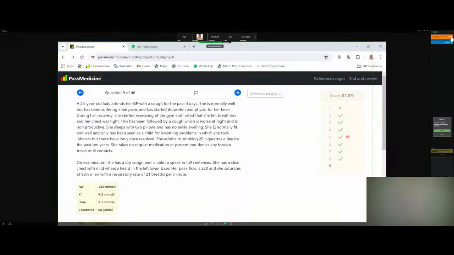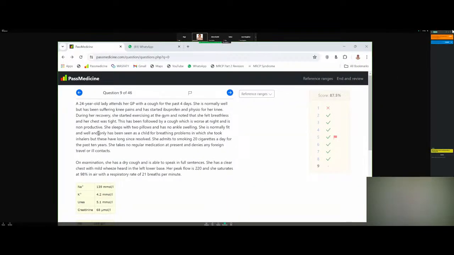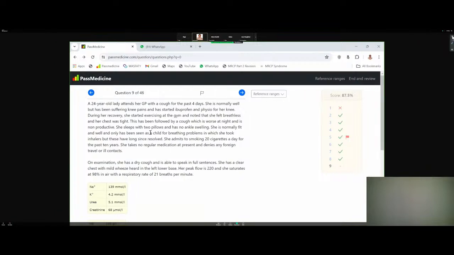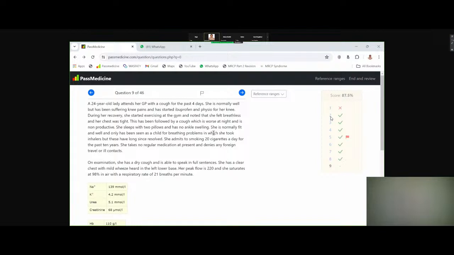A cough which is worse at night and is not productive. She sleeps with two pillows and has no ankle swelling. She's normally fit and well and was only seen as a child for breathing problems, for which she took inhalers, but these have long since resolved. She admits to smoking 20 cigarettes a day for the past 10 years and takes no regular medication, and denies any foreign travel or ill contacts.